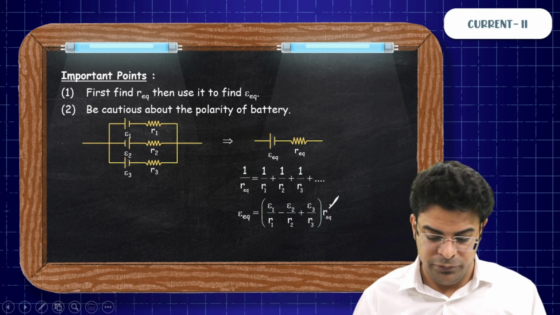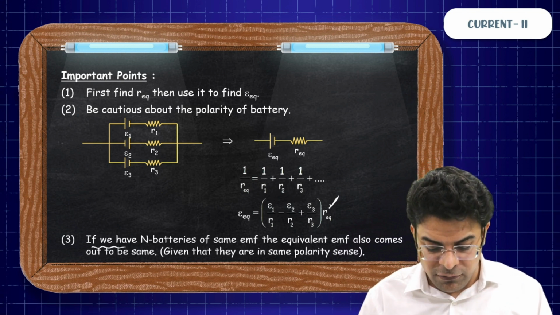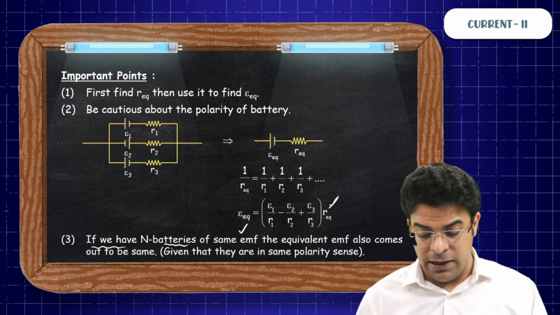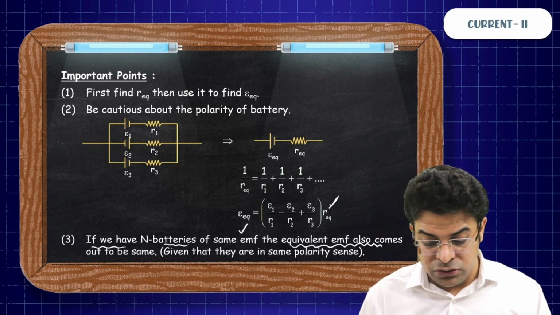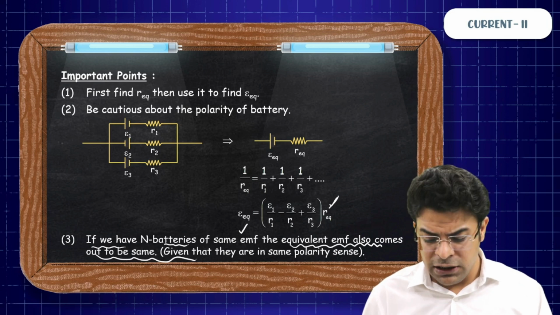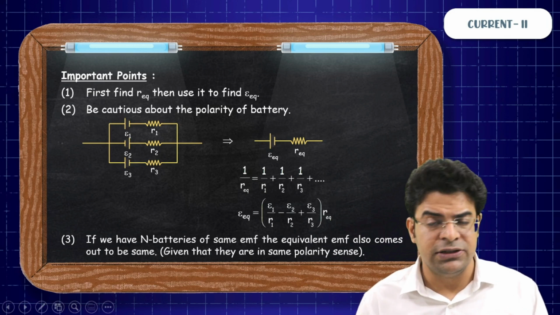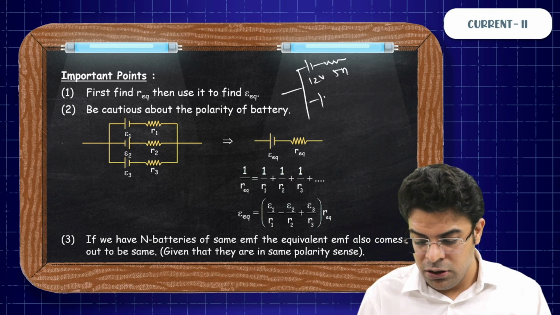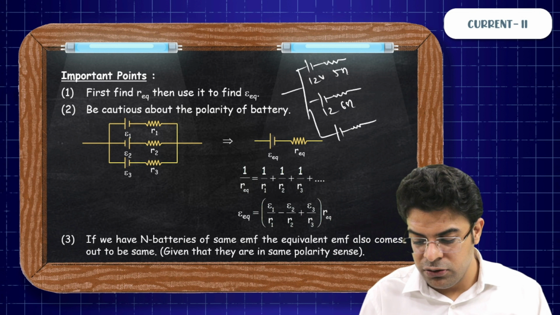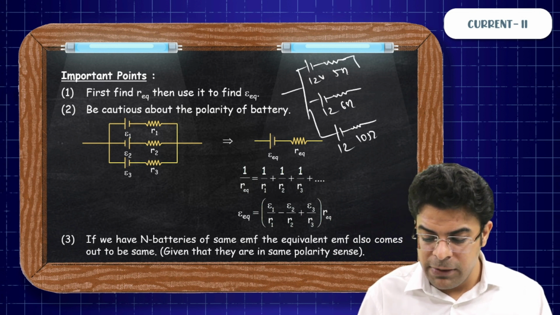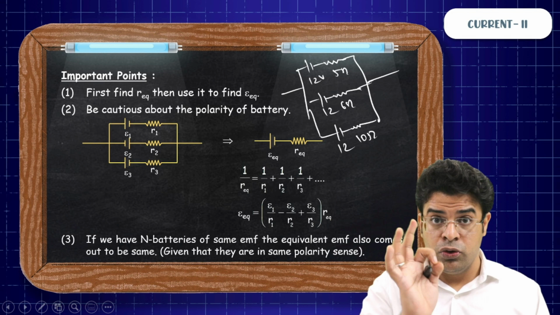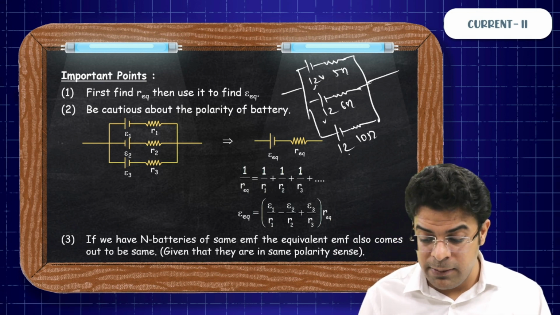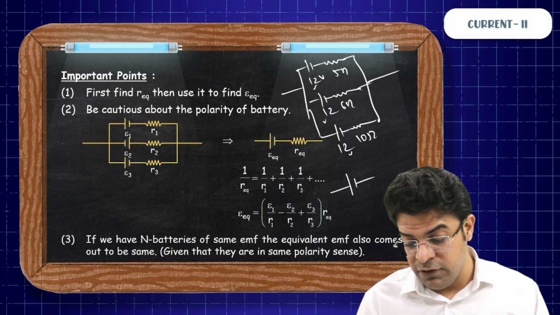If you just take care of polarity of battery and you know this parallel formula, most of the current electricity is already done. The next point is, if we have got n batteries of the same EMF, the equivalent EMF also comes out to be the same, given that they are in the same polarity sense. So sir, what are you trying to say here? Let's say we have got multiple cells of 12 volt 5 ohm, 12 volt 6 ohm, 12 volt 10 ohm. No matter what the equivalent resistance comes out to be, if they are connected in the same polarity sense, then the equivalent EMF will come out to be 12 volt.